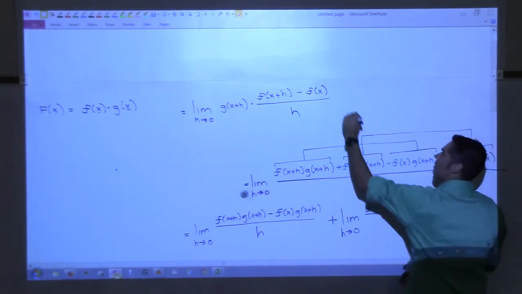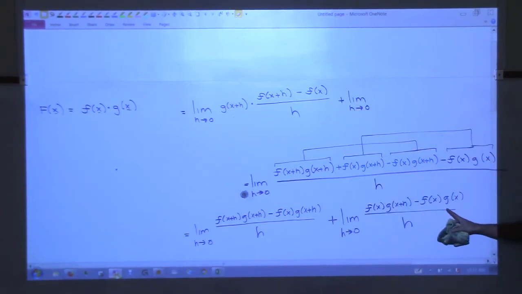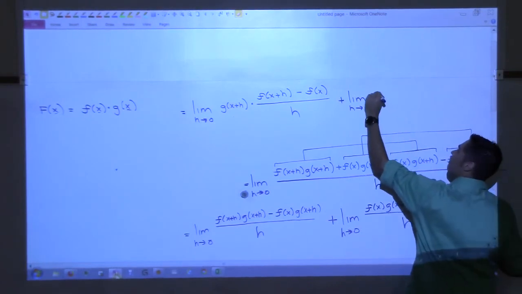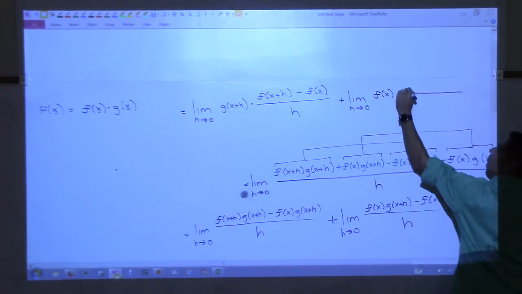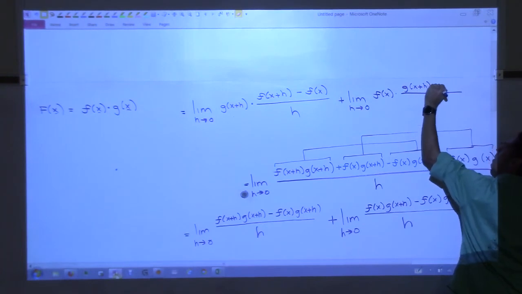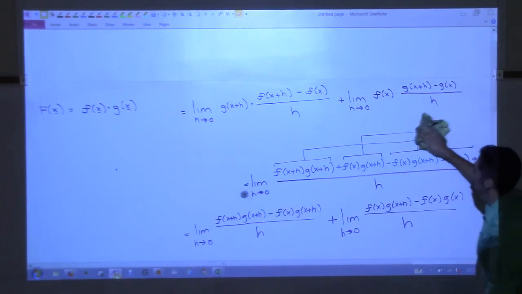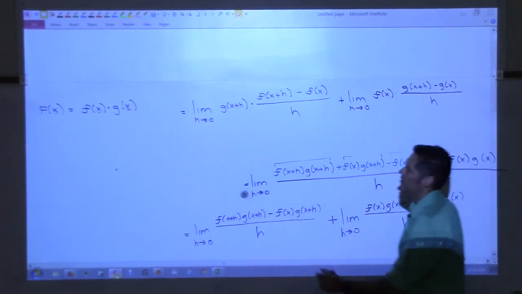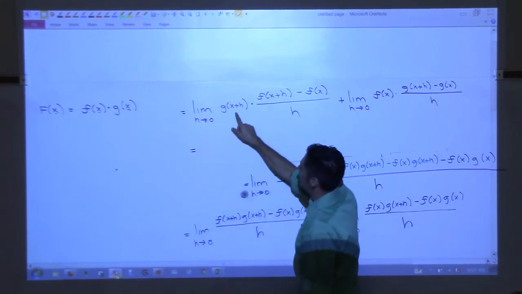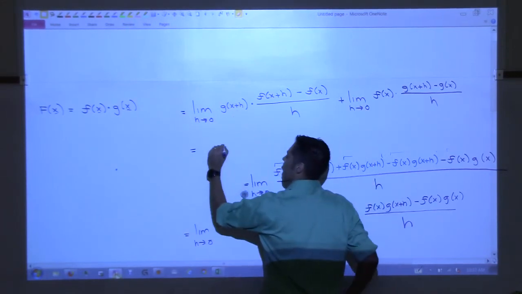Okay, hang tight. Plus, now the second limit, what do both of these have in common? An f of x. So I'm going to pull that out in front. And then what would I be left with here? G of x plus h minus g of x all over h, right? We are there. I'm ready to let h go to 0. Okay, let's let h go to 0. If h goes to 0, what does this piece right here become? G of x, right? Okay, that's g of x.